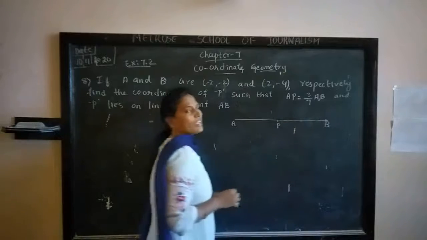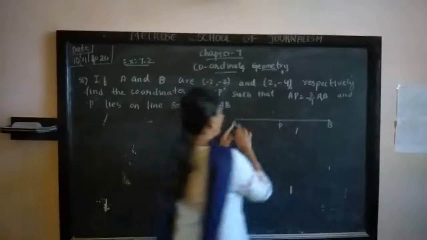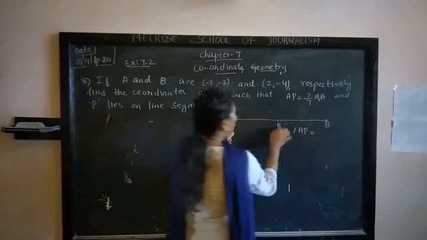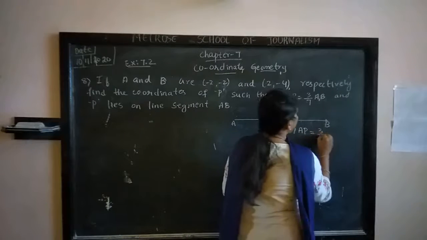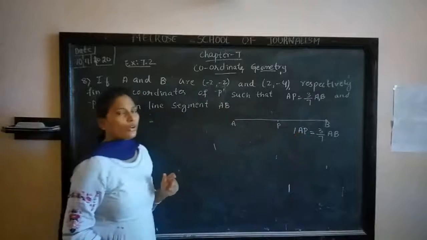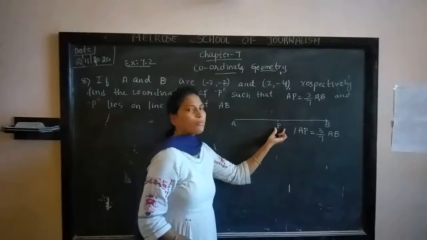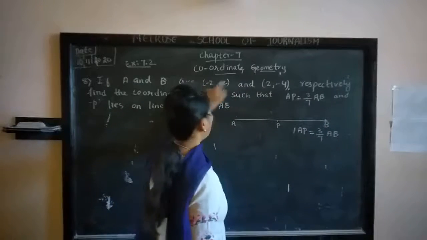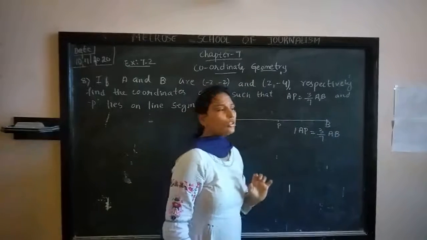On the line segment AB. So length of AP is given as 3 by 7 times AB. To find the coordinates of point P, we want the coordinates of A and B, which are given in the question. And we also need the ratio.